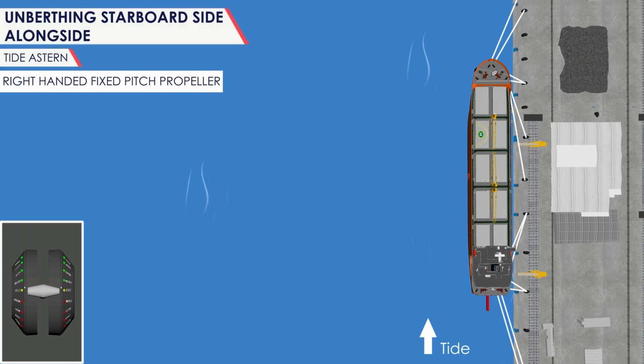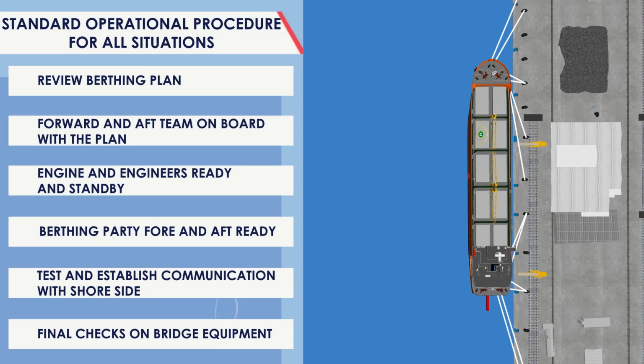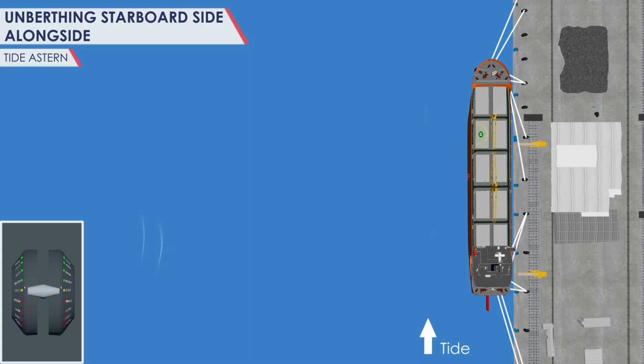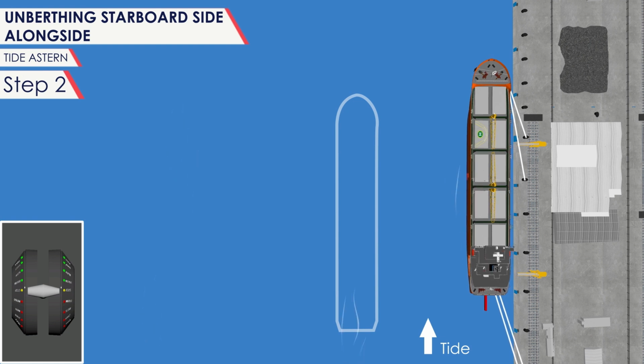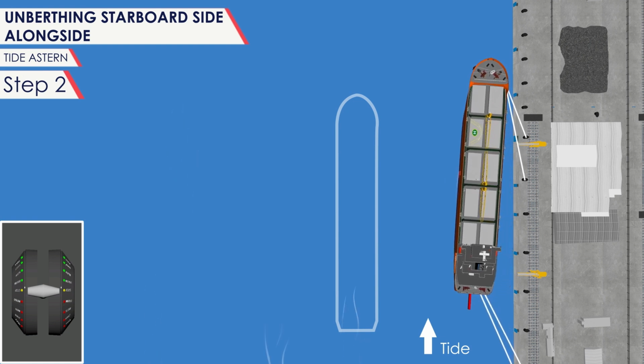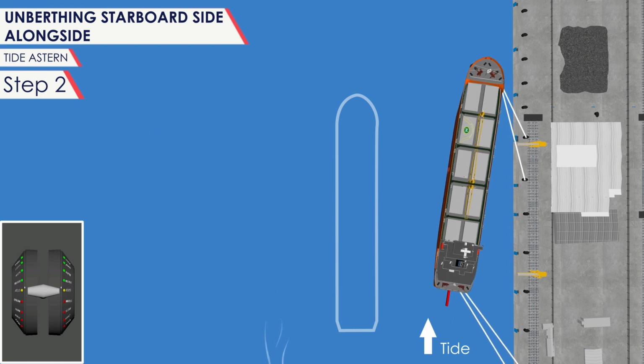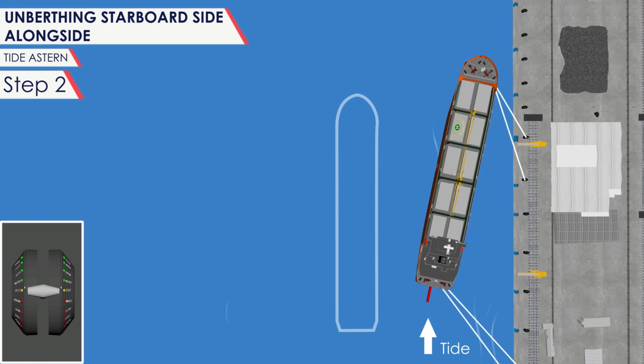Unberthing starboard side alongside with tide astern. So first of all, go through your 6 standard operational procedures. After that, step 1, I will single up to a double forward spring and a stern line. Step 2, ease stern line to tension the spring. The ship will pivot on the spring and the stern will come off the quay.